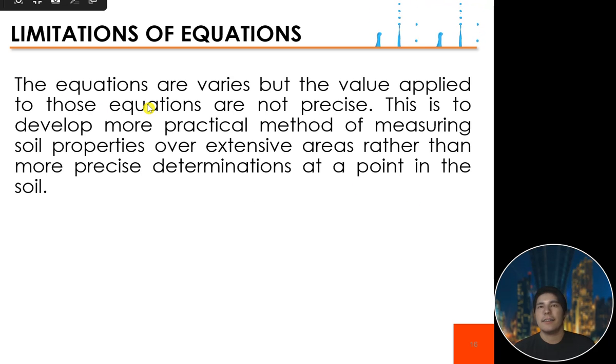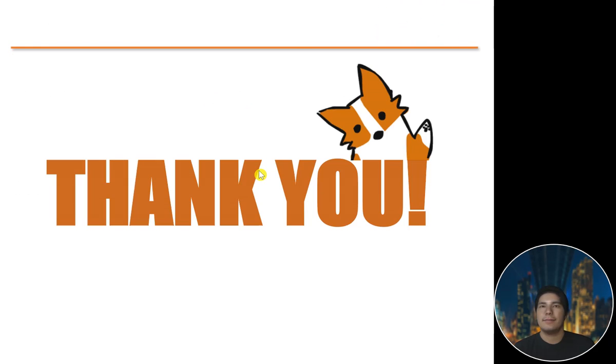So the limitation of the equations varies, but the values applied to those equations are not precise. No? This is to develop a more practical method of measuring the soil properties over extensive areas rather than a more precise determination at a point in the soil. Okay, so I think that's it, no, for water movement in soil. Thank you.